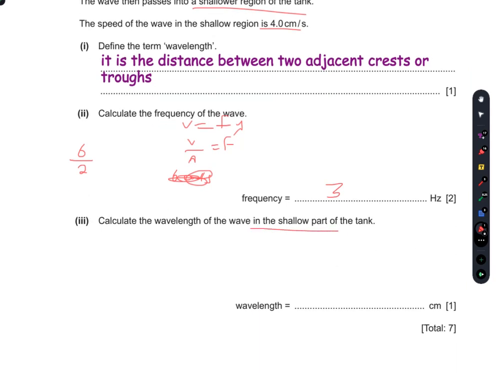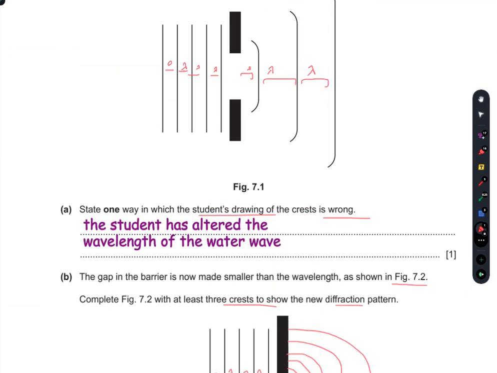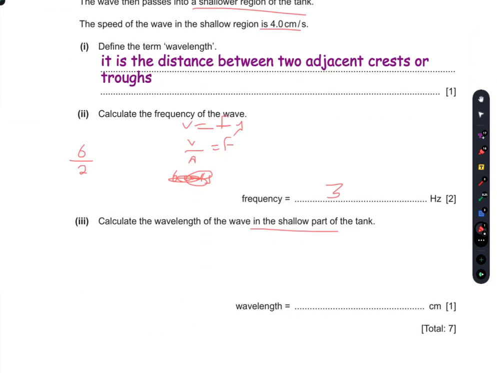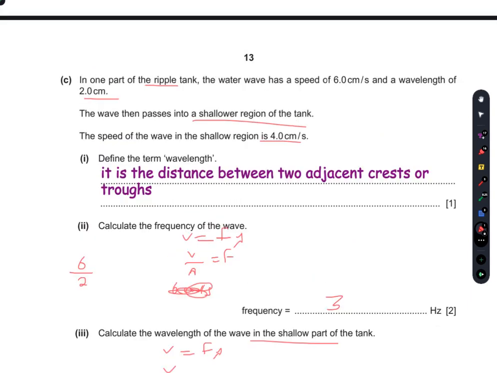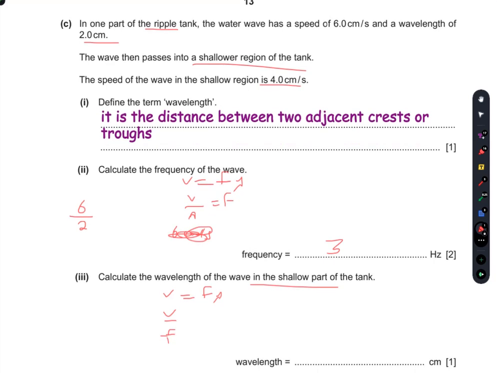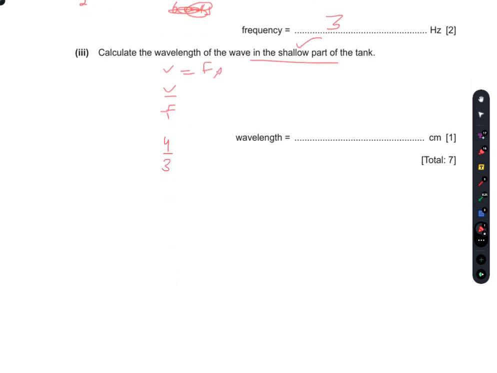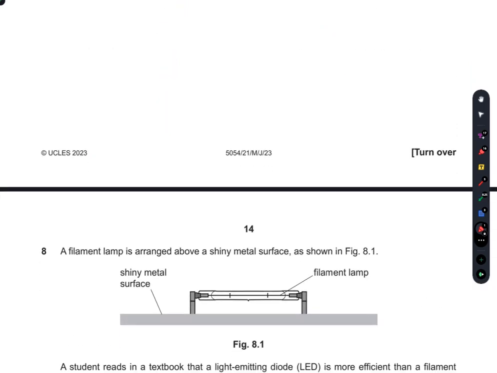And calculate the wavelength of the wave in the shallow part of the tank. During this experiment the frequency would remain the same. So V equals F lambda, so lambda equals V over F. The speed of the wave in the shallow region is 4 centimeters per second, and you have to calculate the wavelength again in the shallow part of the tank. So 4 by 3, so the wavelength would be equal to 1.3 centimeters. That's your answer to question number 7.